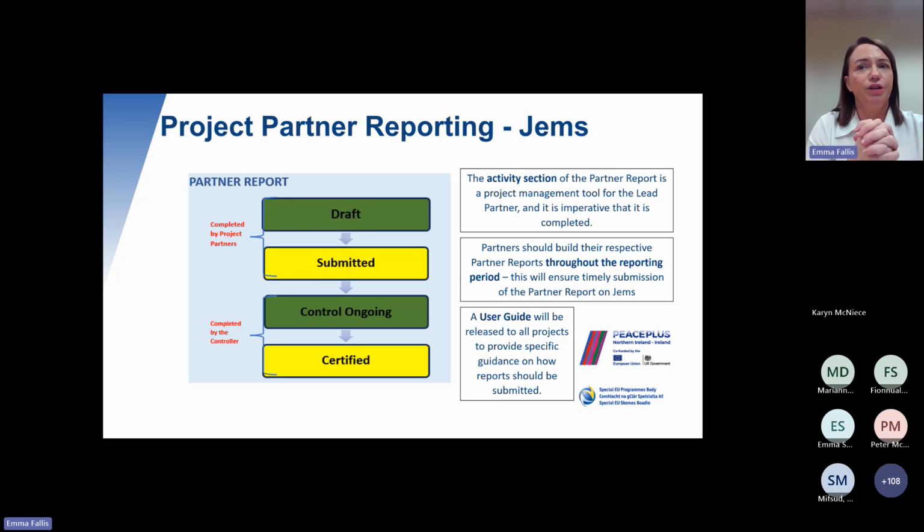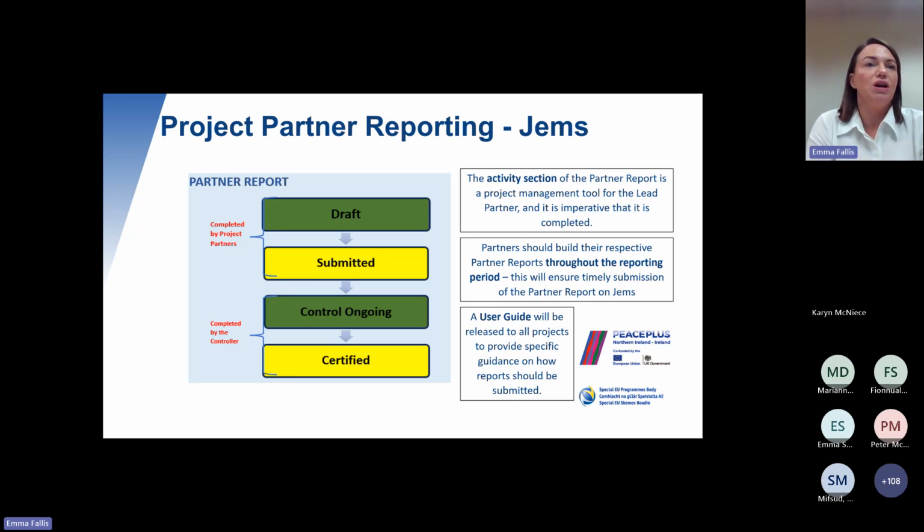Now we have prepared a user guide which will help all project partners to submit these partner reports, and that will be released very soon. It's very detailed and hopefully you will find that very valuable. So all projects will have a reporting period which will be determined by the start date of their letter of offer. It's normally 3 months.